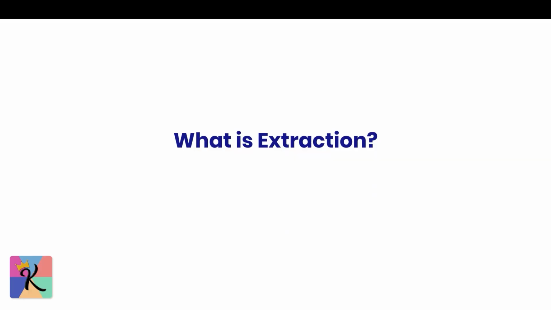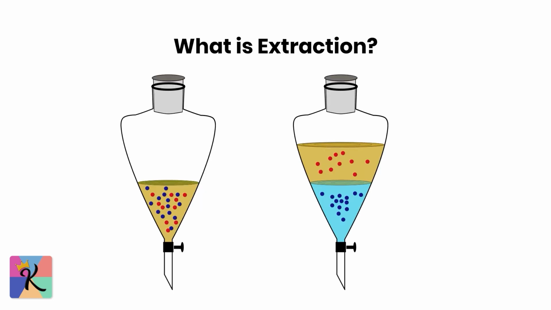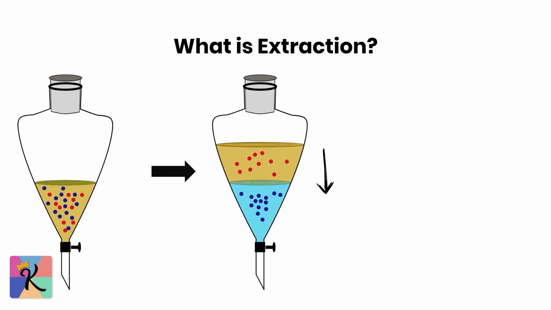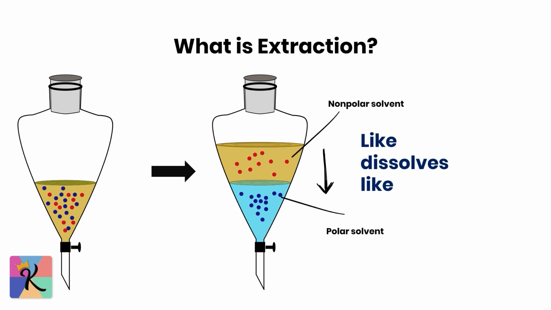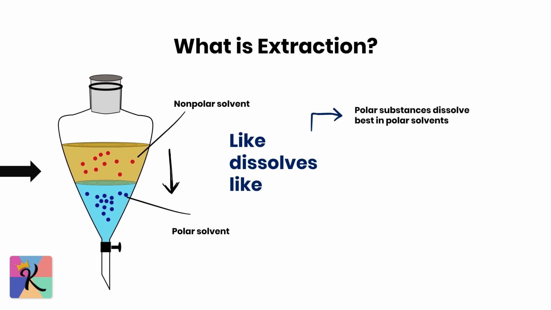Well, let's get started. Extraction is one of the simplest and most commonly used methods to separate a desired product from a mixture. The basic idea is to transfer a dissolved compound from one solvent into another solvent in which the product is more soluble. This method is grounded in the fundamental principle of like dissolves like. Polar substances dissolve best in polar solvents, while nonpolar substances dissolve best in nonpolar solvents.